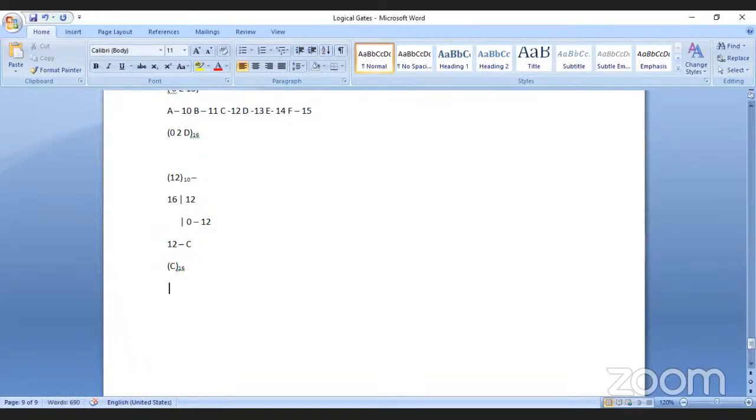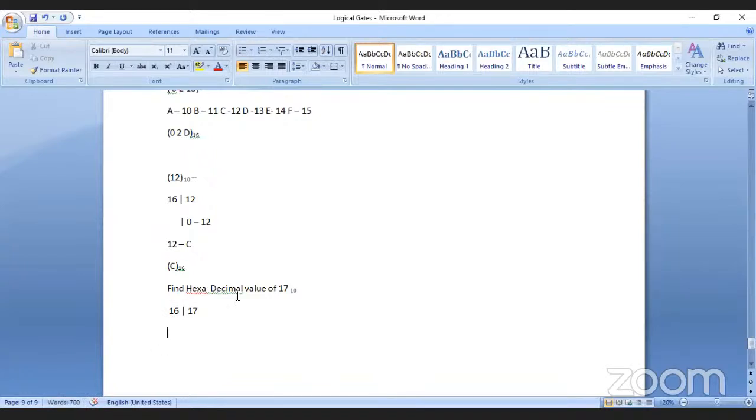I'll do it with 17. So he's asking for the hexadecimal value of 17. I'm mentioning 10 here. Don't forget to mention the radix, because these are important when we are writing. So he's asking 17. Just in one step it will be over. See here.